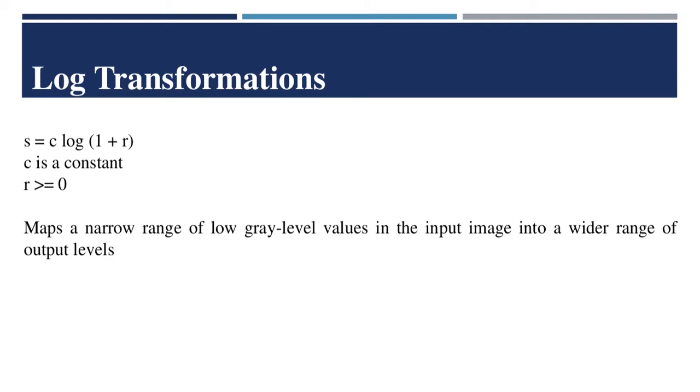The log transformation is useful for mapping a narrow range of low gray level values in the input image into a wide range of output levels, and the opposite is true for higher values of input levels. That is, this transformation can expand the values of dark pixels in an image and compress the higher intensities. The opposite is true for the inverse log transformation. Now let us try to compute the log transformation of an image.